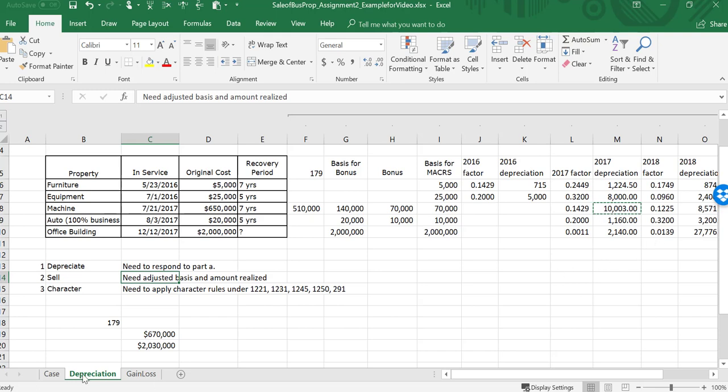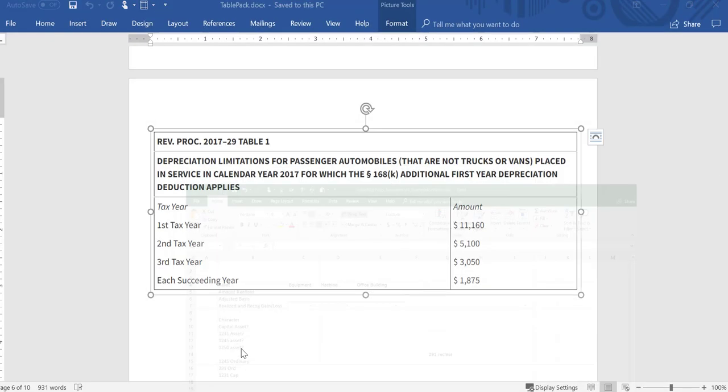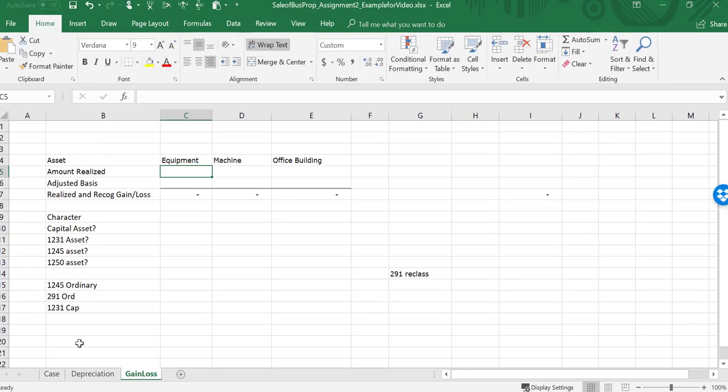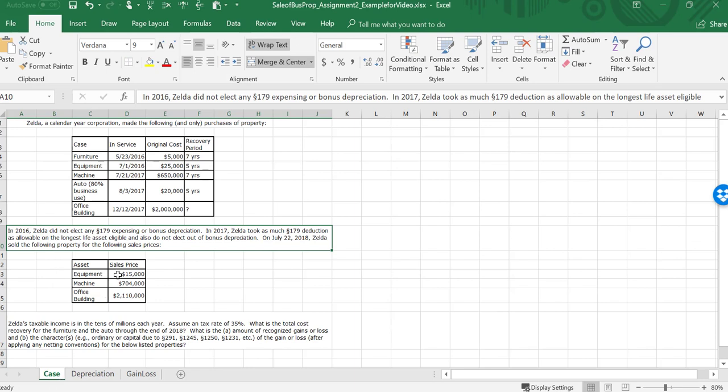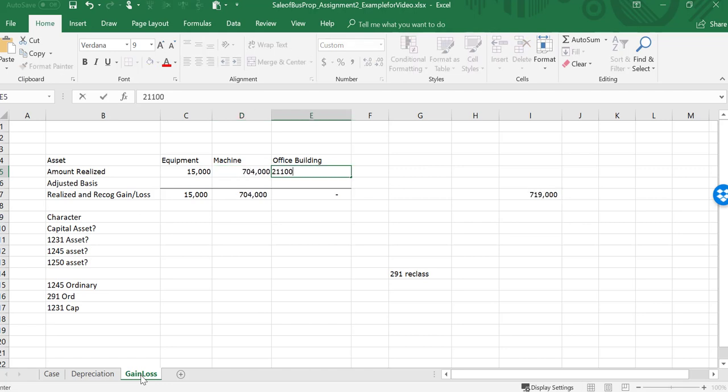I'm losing my voice. Okay, so let's calculate gain and loss for the 3 pieces of equipment that we sold, right? So step 1 is I need the amount realized. So I can go back to the case and look, what did I sell each of these for? So the equipment was 15, the machine 704, the office building 2110. Okay, I can handle that. So the equipment is 15. The machine is 704. And this is 2110.